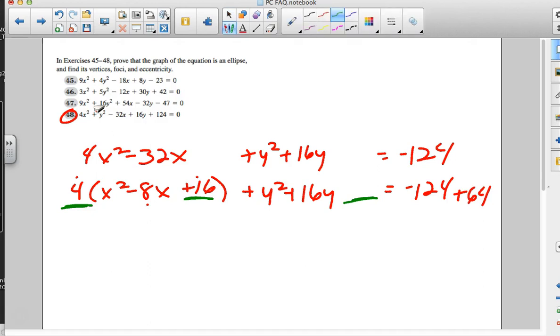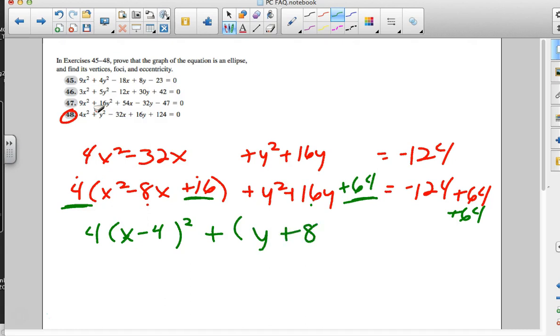And then the y squared terms, we have 16 for b. 16 divided by 2 is 8. And 8 squared is 64. So we really added 64 to that side. So now we have 4 times the quantity x minus 4 squared, because this little 4 inside the parentheses always comes from b over 2 before we square it. So 4 times the quantity x minus 4 squared plus, well, this is going to be y plus 8 squared. And over here we have 64 and 64, which of course add to 128. So -124 plus 128 is going to give us a very lovely little 4.